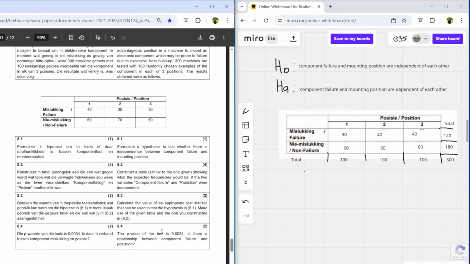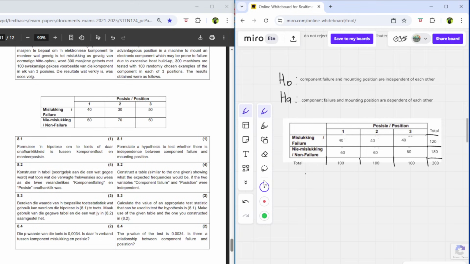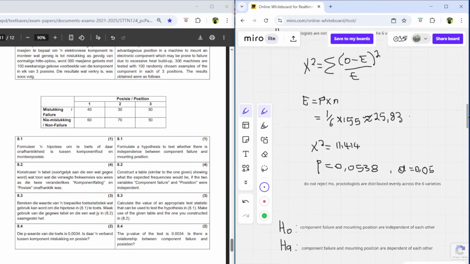8.3. Calculate the value of the appropriate test statistic that can be used to test the hypothesis in 8.1. So we want the test statistic here. The formula that we use is the same that we used before, as x squared. Where is that formula? Let me just go up and copy it.